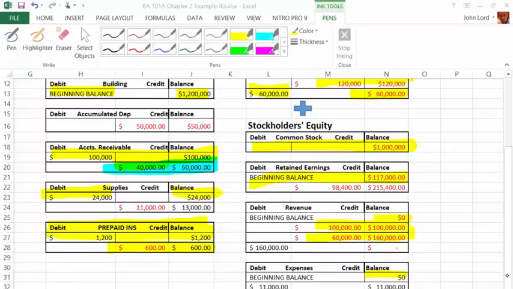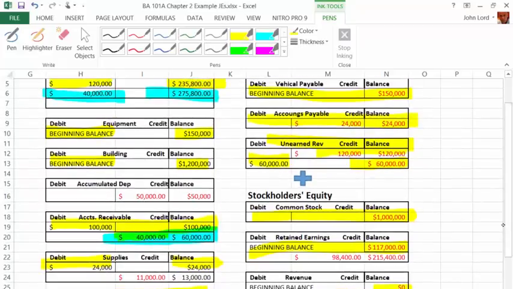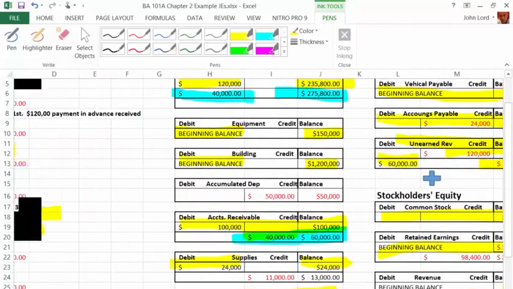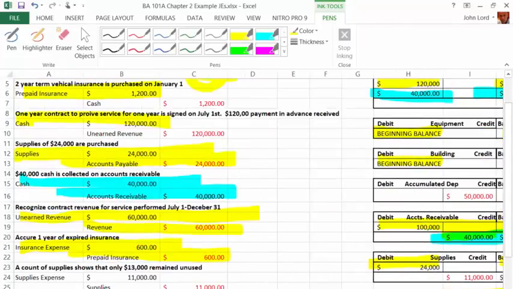Okay. Did I miss some transactions? Looks like I did, huh? Oh, okay, good. So we're going to keep going. Thank you. So I have some more expenses, and what happens? I say here that a count of the supplies shows that there's 13,000 that are still remaining. A count of the supplies shows that there's 13,000 that are remaining.